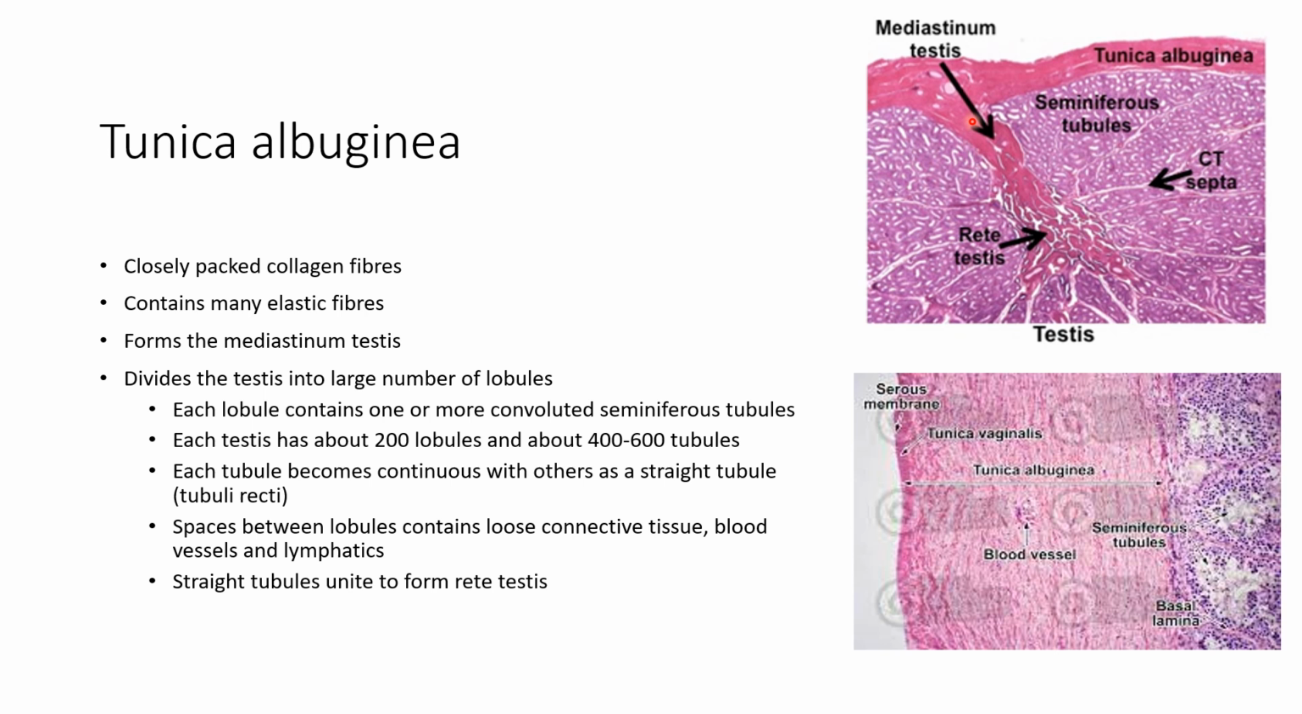Okay, the mediastinum, as you've seen it, is a conglomeration of tunica albuginea, and then at some point where it forms straight tubules, they unite together to form what we call the rete testis.